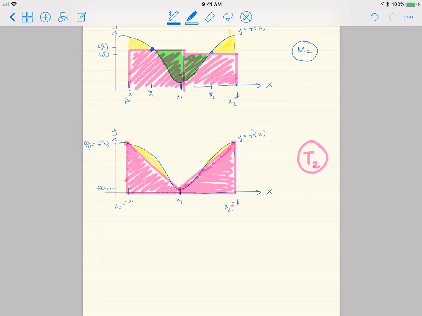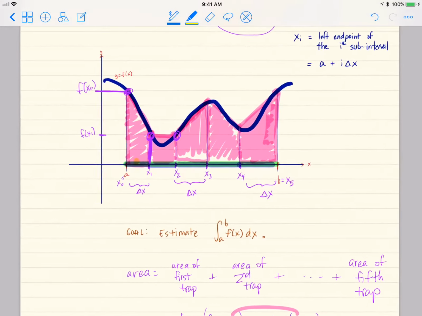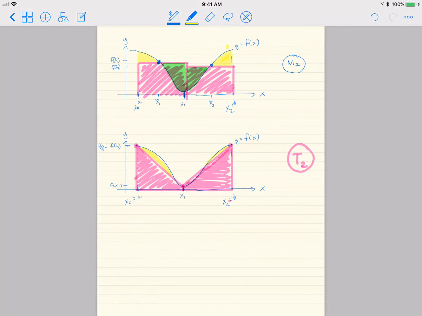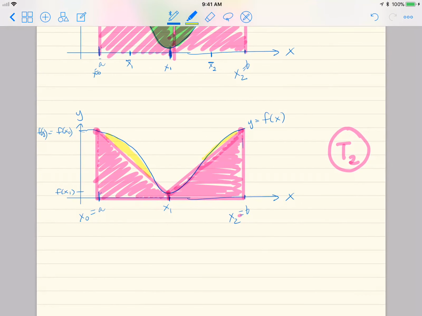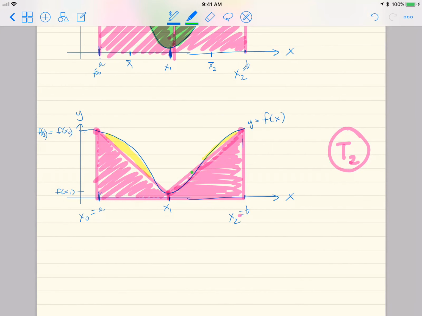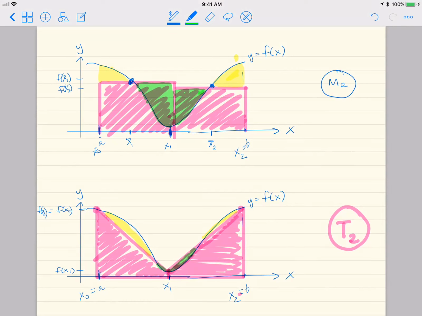Because remember, our goal, what's our goal? Our goal is to estimate the area under the entire curve, right? So with our trapezoids we missed some area, but they had very little overestimation, right? Highlighting the part that was included that shouldn't have been is very small compared to the top one. Okay, so there are pros and cons to using midpoint rule versus trapezoidal rule.